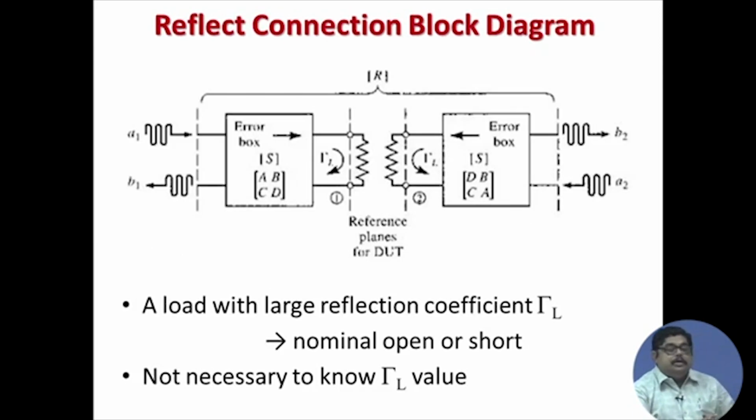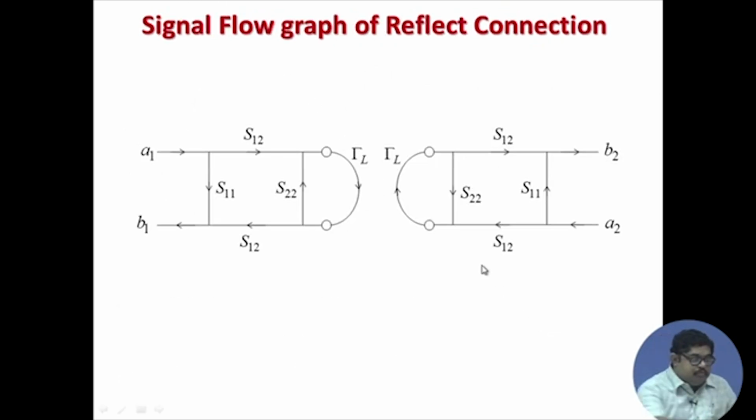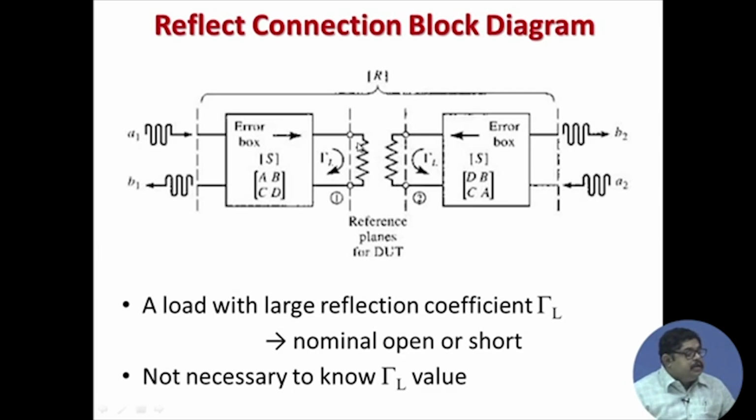Now, the reflect connection. You have a high reflection load, that is why port 1 is getting a high reflection coefficient. Similarly, at port 2 you connect a high reflection coefficient. So, a load with a large reflection coefficient, as I said, a nominal open or short will do, it is not necessary to know your gamma L value. Now, this part we are calling the R matrix, this is reflect.